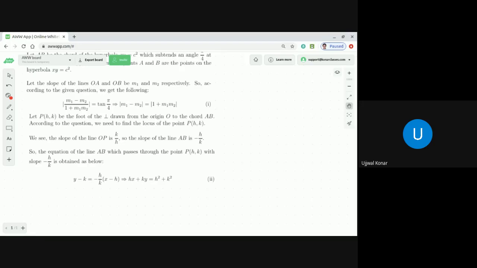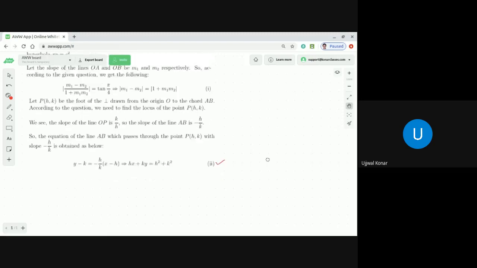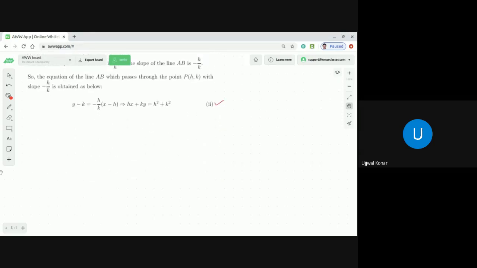So the equation of the line AB, which passes through the point (h, k) and has a slope of minus h by k, should be in point-slope form, if you recall, dear students. y minus k is equal to minus h by k into (x minus h). From here, after arrangement, we get hx plus ky is equal to h square plus k square. Correct, dear students?